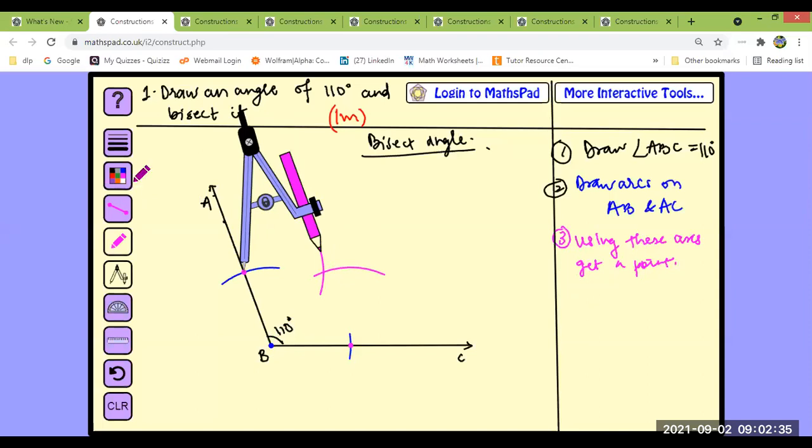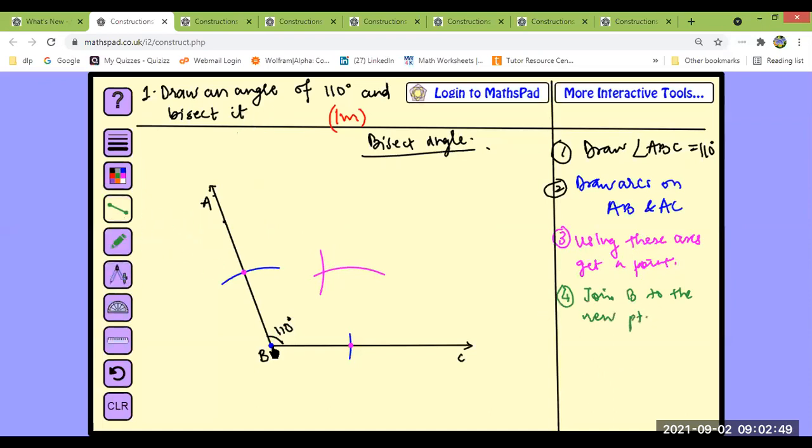Okay, so last, fourth step. Join B to the new point. And that is the angle bisector. Okay, so here we join it like this. And you have to draw arrowheads, of course. So this is the angle bisector, and maybe you can name it BM. So in this case, BM is the angle bisector.